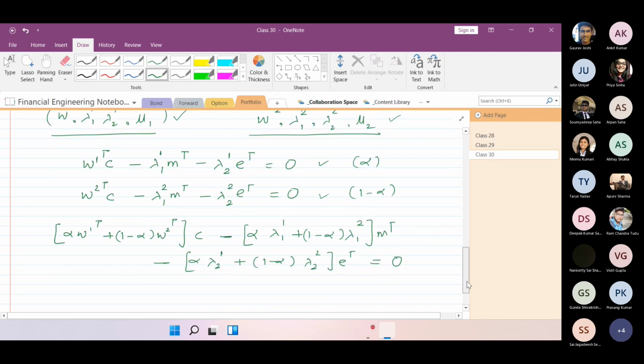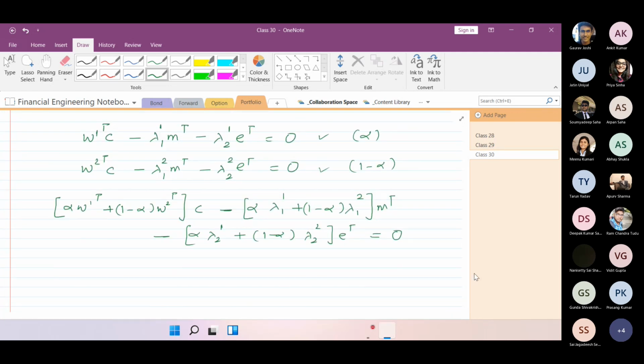Will this not be 0? If I multiply the first equation for solution 1 with alpha and the first equation for solution 2 with 1 minus alpha and add them together, will I not get this expression which I have written at the end? Just see. Yes, sir. All of you agree? Yes, sir.